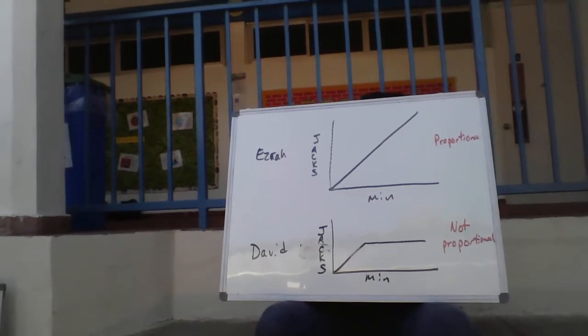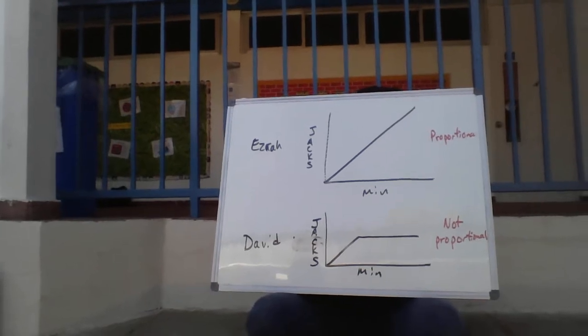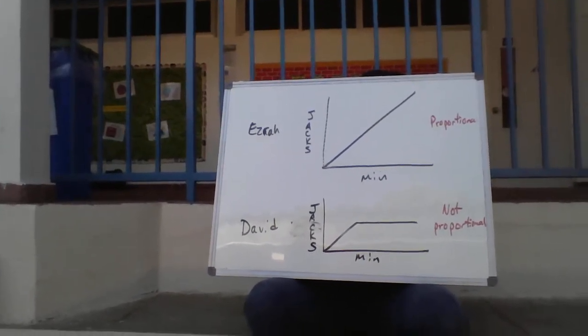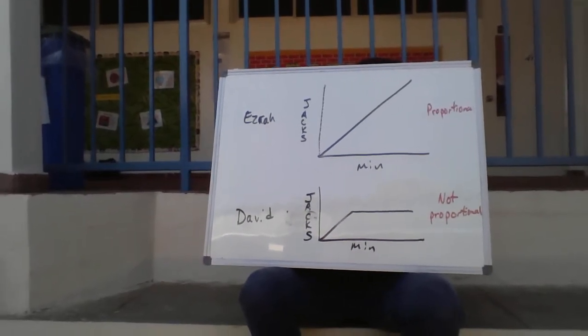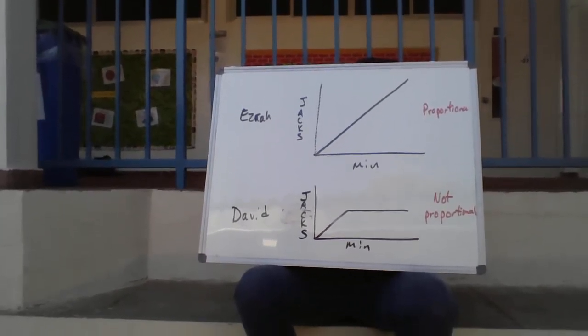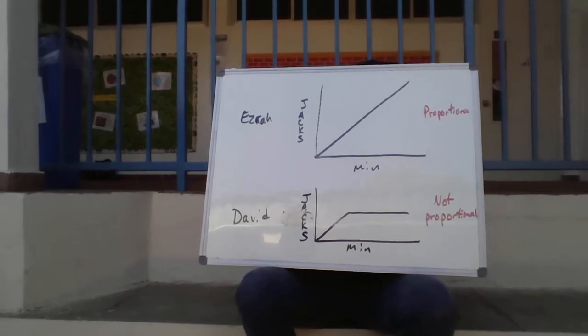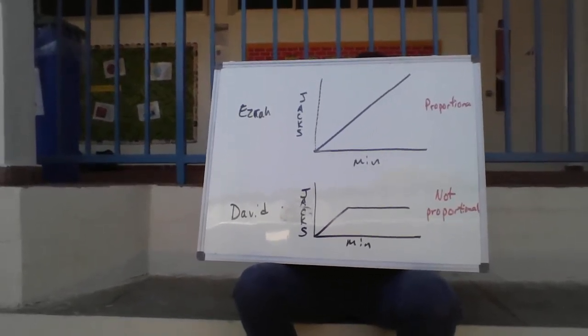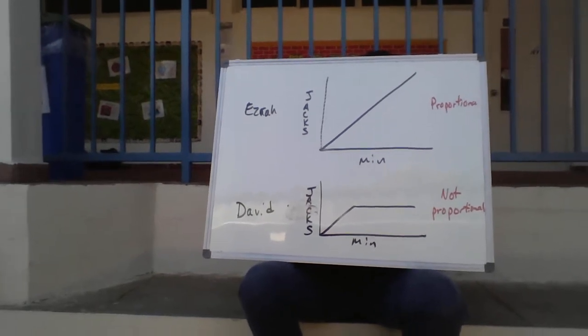Okay, finally we're going to talk about proportional and not proportional. As I mentioned, Ezra did 32 jumping jacks every 20 seconds. And he just didn't stop. He was like a machine. He just did 32, and then 20 more seconds he did 32, 20 more seconds he did 32. He just kept going. But David stopped after 2/3 of a minute.